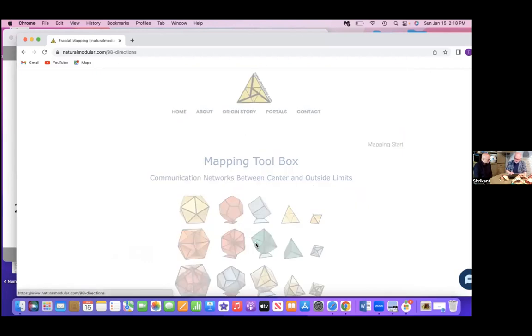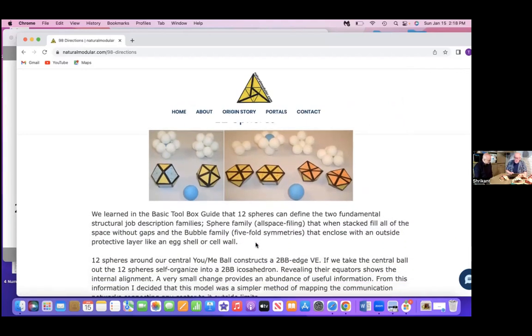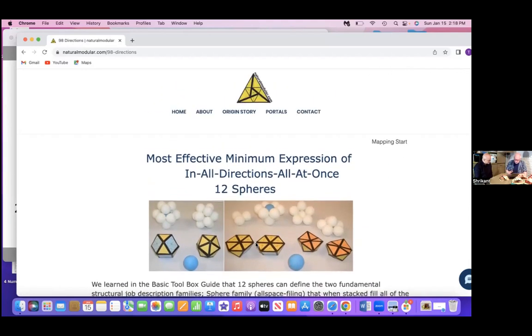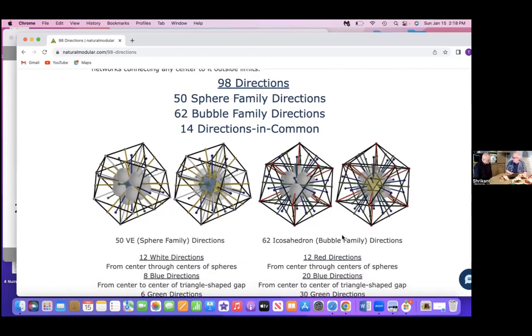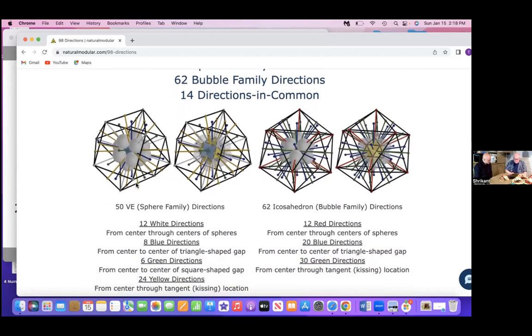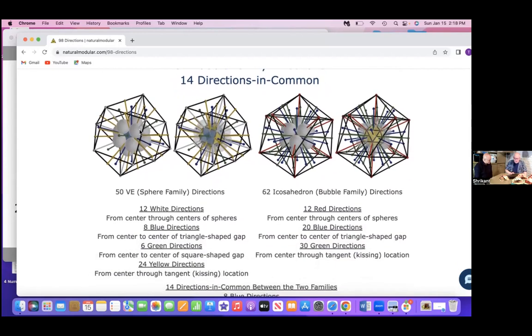So I came up with the 98 directions, which comes from what we talked about earlier. You can see it here. This is Fabiano again doing these beautiful, Fabiano Schwabi does this incredible work. And so you see that the 50 directions of the sphere family, the 12 comes through the center, but it actually has an equivalent in the geometrical.